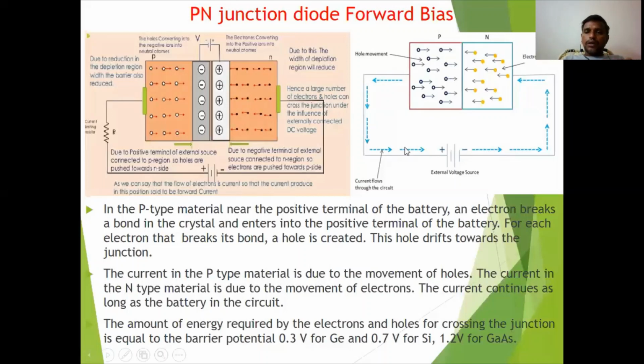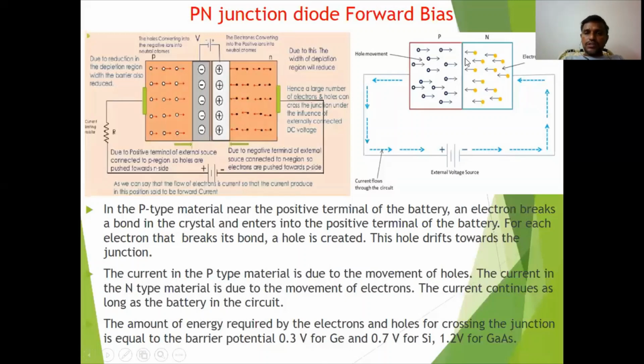So up to a particular point, there is no movement of holes and electrons. That means crossing of holes from p-type to n-type or n-type to p-type cannot take place. At the starting point, the voltage tries to overcome the depletion region potential. So at the starting point, there is no current flow, or a small amount of current flow that is negligible. But as we increase the external bias, the depletion region width is reduced, and the electrons and holes move freely from P to N and N to P.